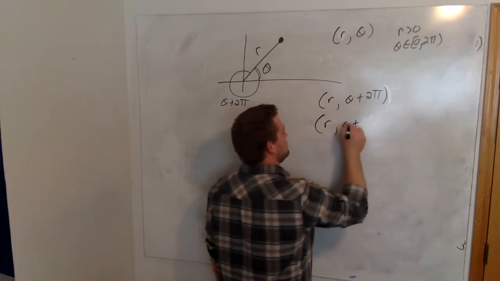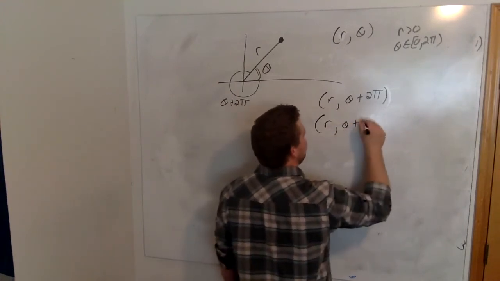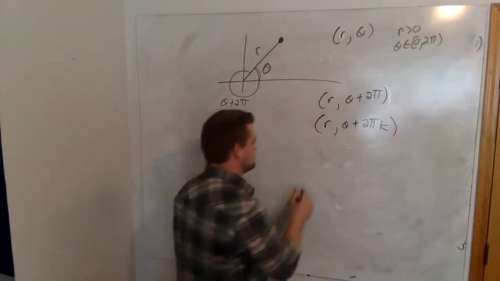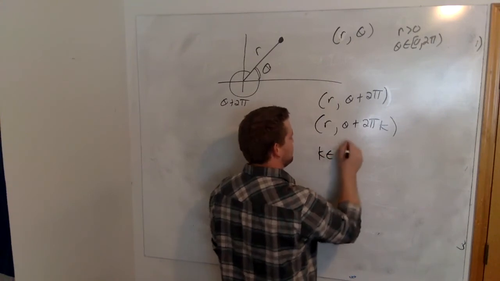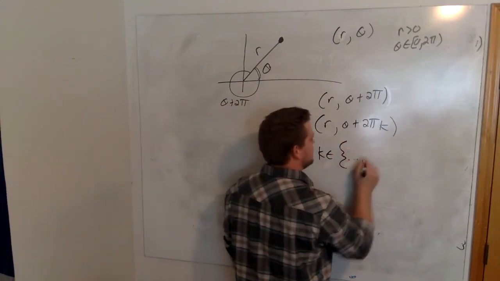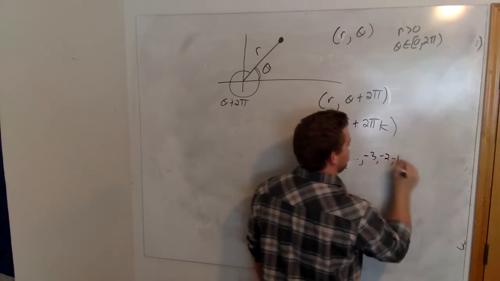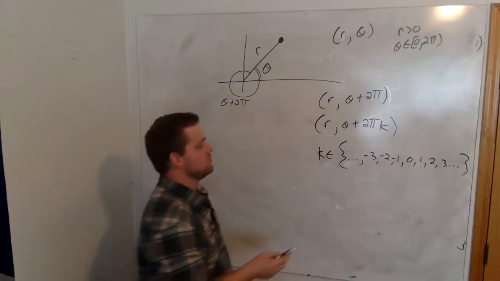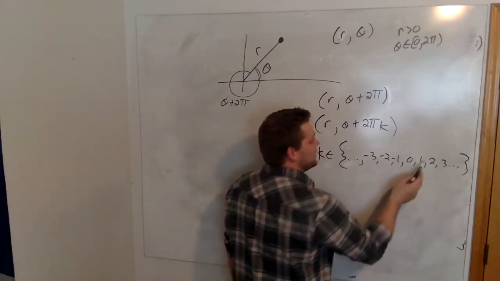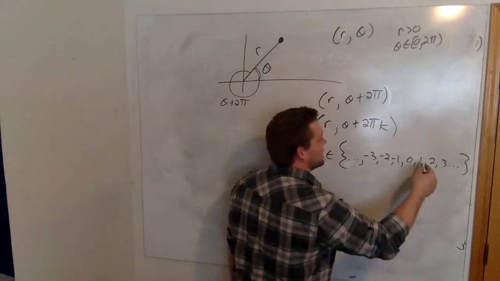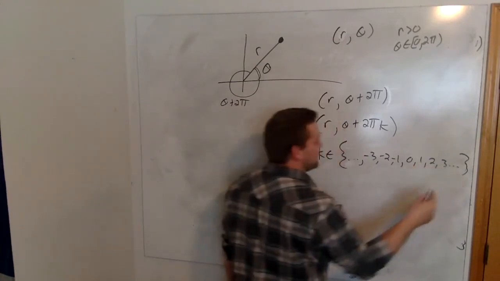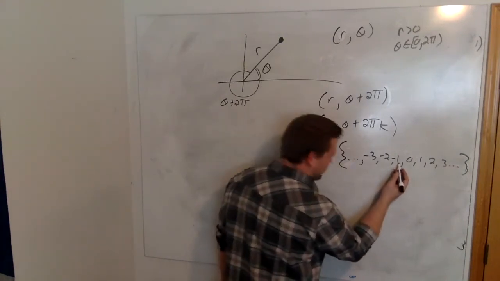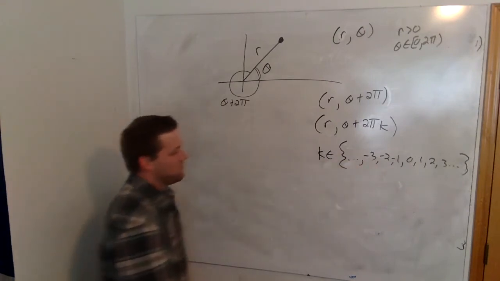In general, you could have a radius, you could have your angle, and you could add any multiple of 2 pi, and you'd be at the same location, where k is an integer. So k can be -3, -2, -1, 0, 1, 2, 3, and so on and so forth. Now you'd be telling him to go an extra way around counterclockwise, twice counterclockwise, 3 times counterclockwise. Or go clockwise: 1 whole time clockwise, 2 whole times clockwise, 3 whole times clockwise.